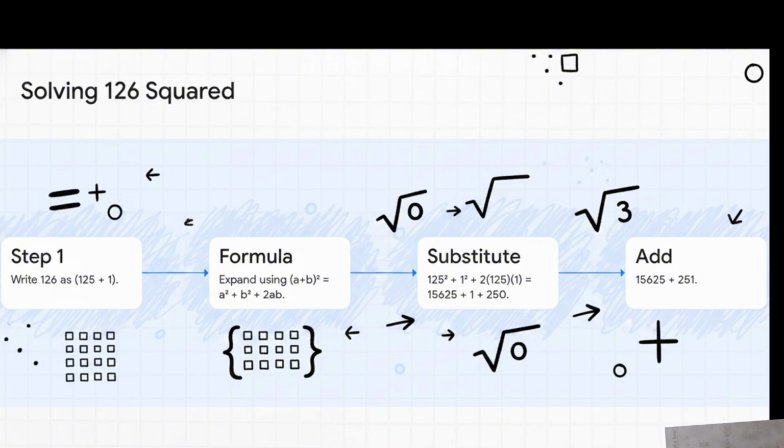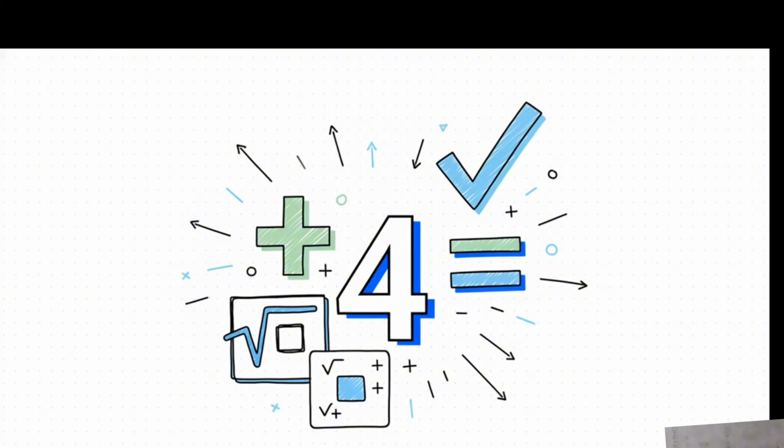First, write 126 as 125 plus 1. Because we can easily use the given value with the algebraic identity. Let's use the a plus b whole square formula to expand, which is a squared plus b squared plus 2ab. Substitute the values carefully. That is 125 squared plus 1 squared plus 2 into 125 into 1. This gives us 15625 plus 1 plus 250. Just add the 1 and 250. Simple, we get 15625 plus 251. Clear, by the addition calculation. Correct answer matches perfectly with option 4.